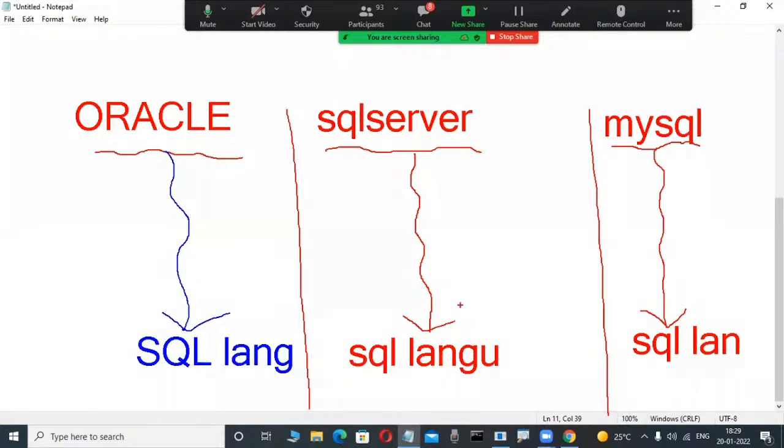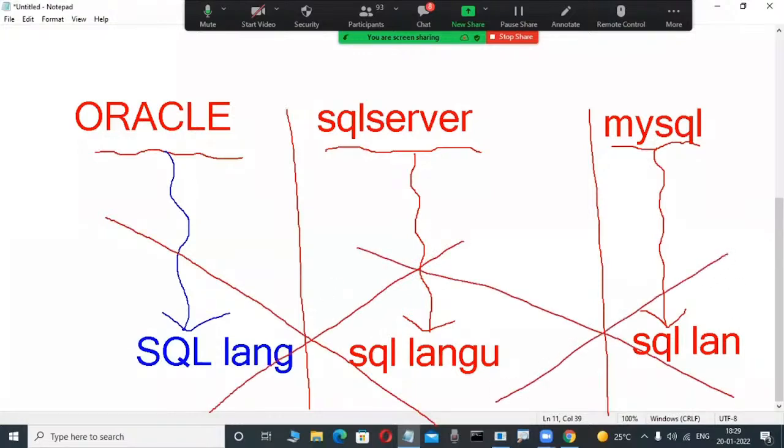Maybe some technical persons are there in our class. Are all these SQL languages the same or different? Very good. In our class, so many fellows are telling you they are the same. That is 100% wrong. These SQL languages are different, not the same.